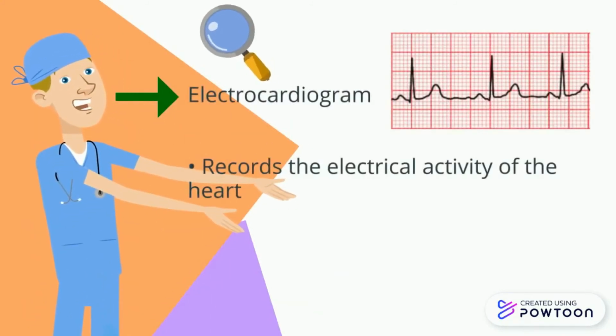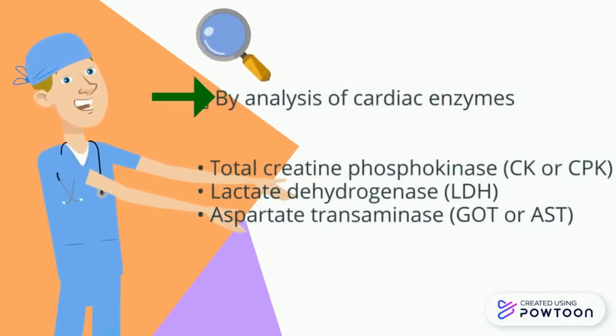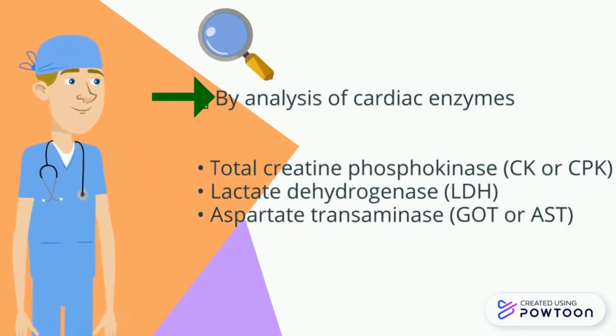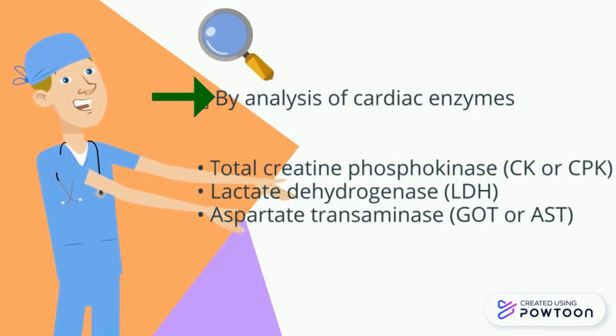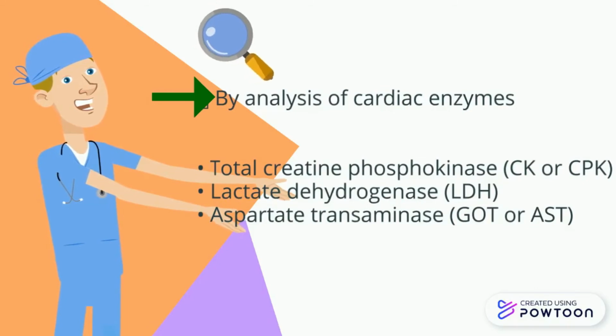Electrocardiogram. It's the definitive test to detect if you're having a heart attack. It records the electrical activity of the heart, and it's a simple and painless test. Analysis of cardiac enzymes: total creatine phosphokinase, which regulates the availability of energy in muscle cells; lactate dehydrogenase, which intervenes in the anaerobic metabolism of glucose; and aspartate transaminase, which participates in the metabolism of some amino acids.